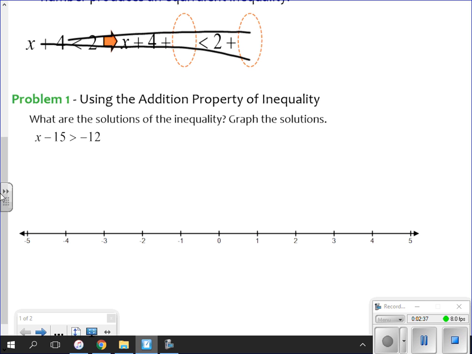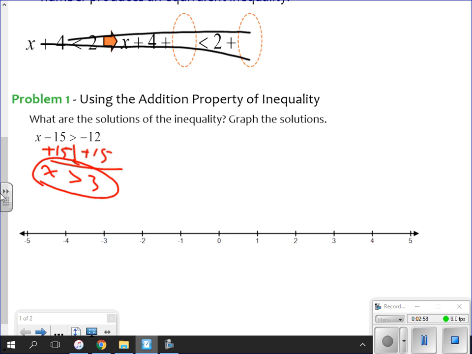So this is x minus 15. I want to get rid of the 15, so I add 15 to both sides. I get x, and then my inequality symbol comes down and does not change. Then negative 12 plus 15 is 3. So I get x is greater than 3.